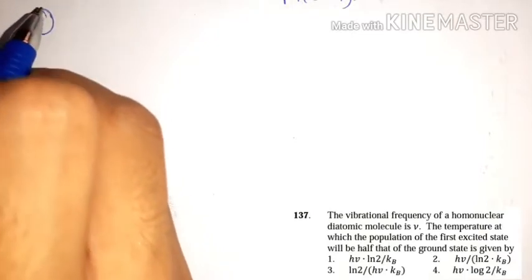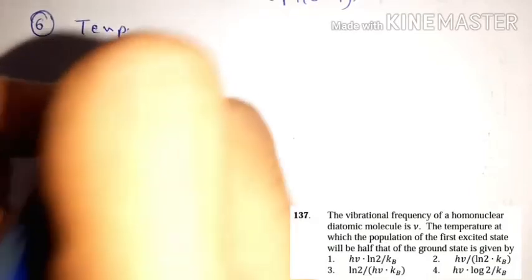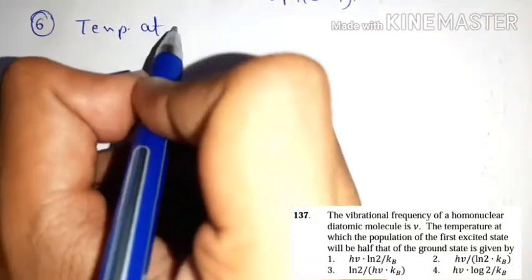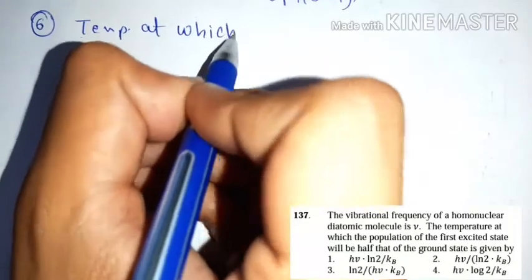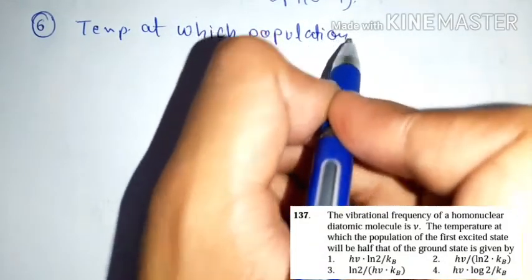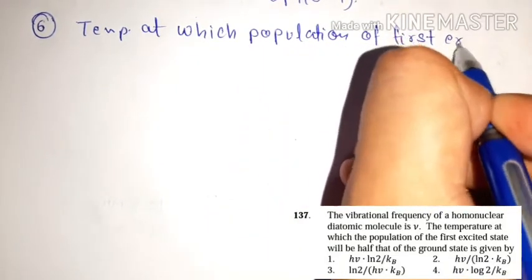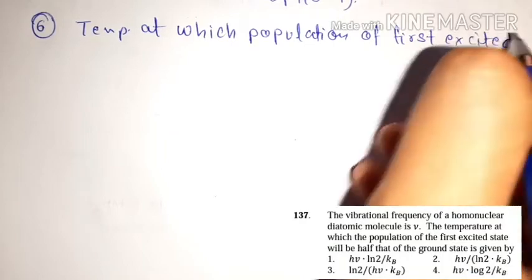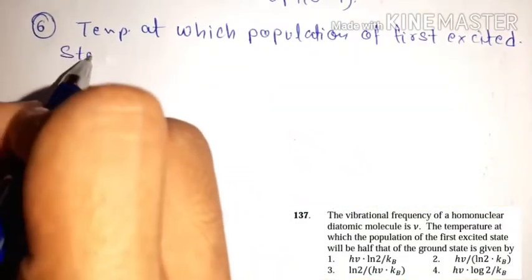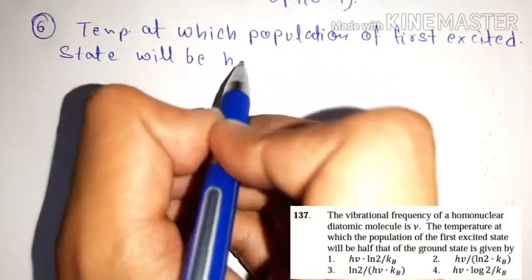So friends, in this question we must find the temperature at which the population of the first excited state will be half of the ground state.